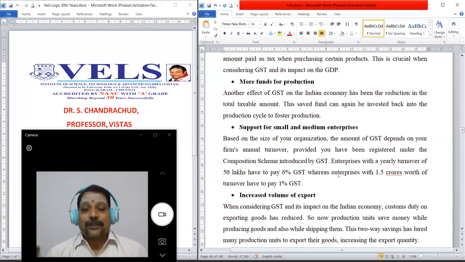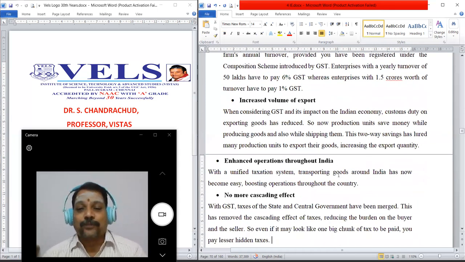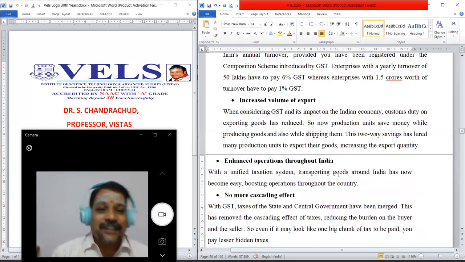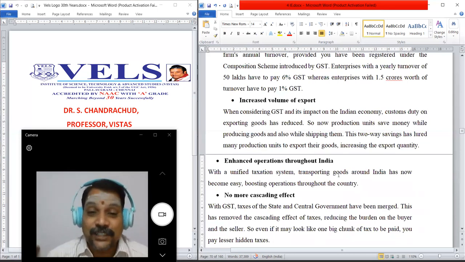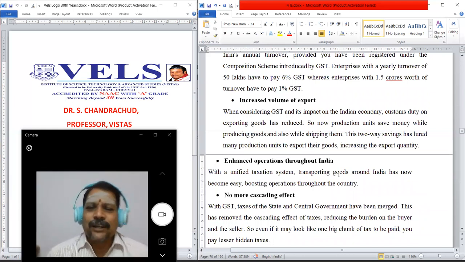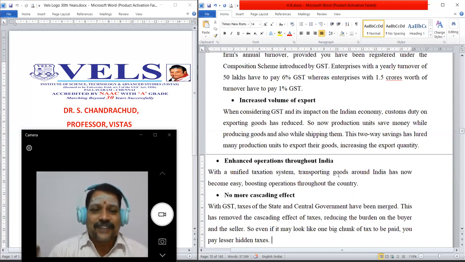The next positive effect of GST is increased volume of exports. When considering GST and its impact on the Indian economy, customs duty on exporting goods has been reduced. So now the production units save money while producing goods, and shipping them is also an easier task. This two-way saving has led many production units to export their goods, increasing the export quality too.